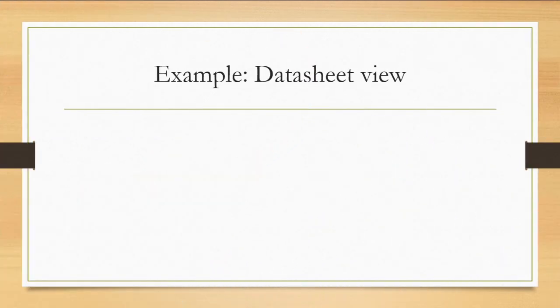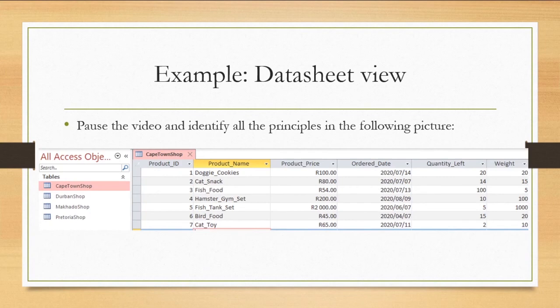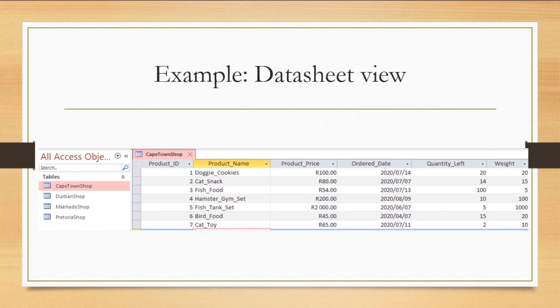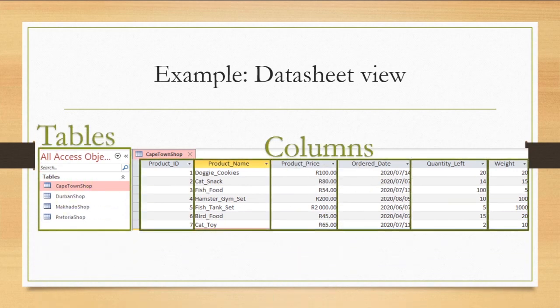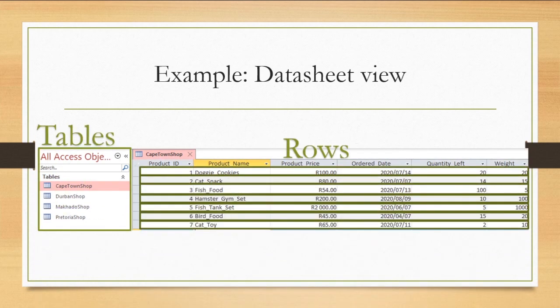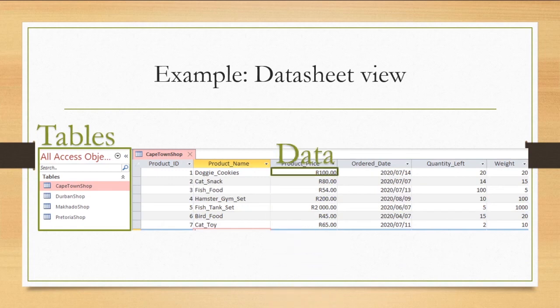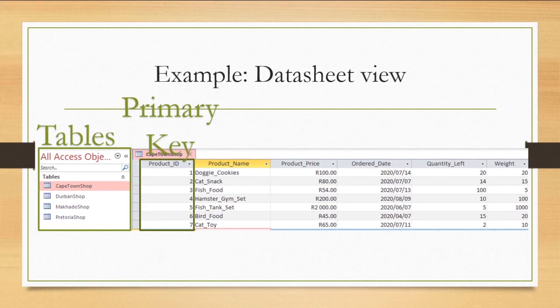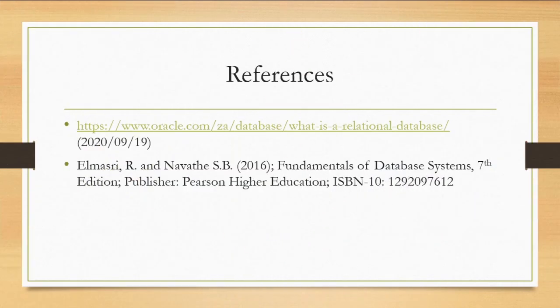Let's look at another example, specifically the datasheet view. Pause the video and identify all the principles in the following picture. Let's identify all the principles in this picture. We have tables over there, all our columns, our rows. Then we have a single entity as a data. Then we have our primary key or field. And lastly, the references.